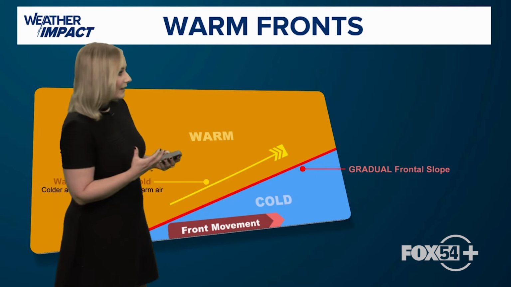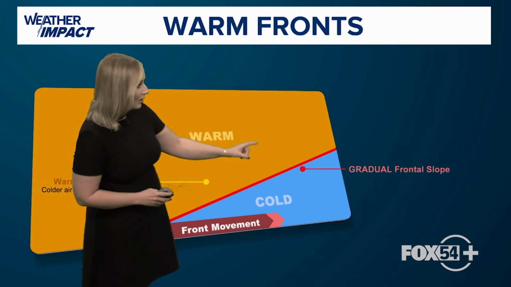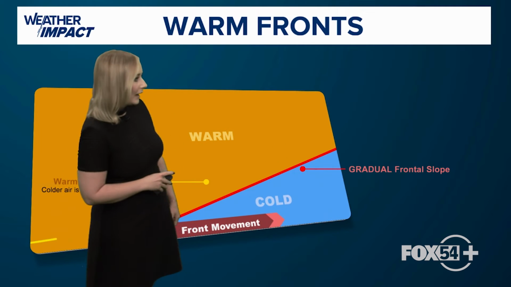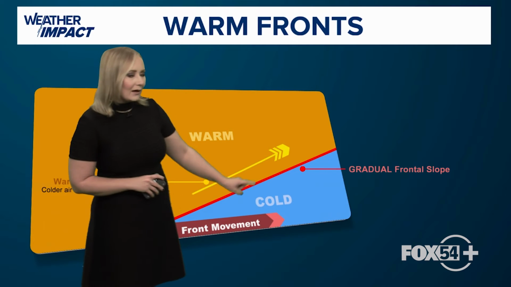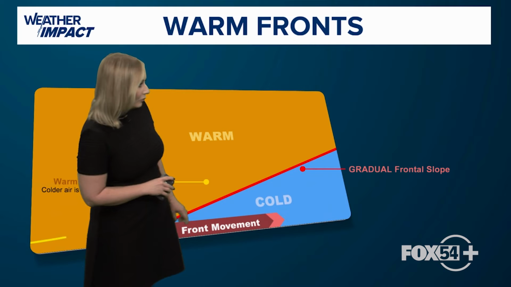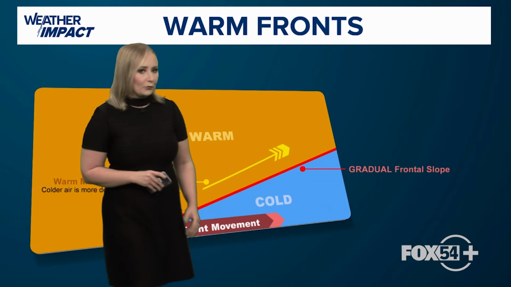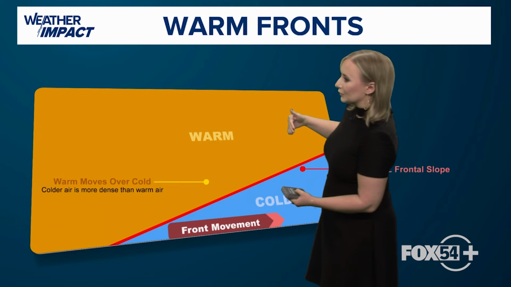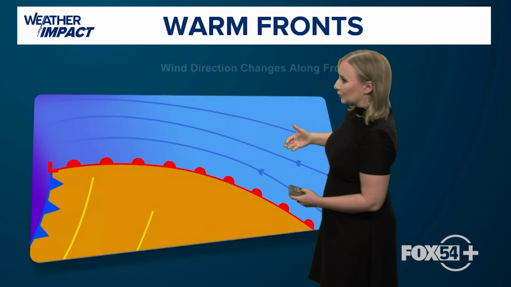Warm fronts are usually when we have the warmer air clashing with the colder air. So basically it's kind of reverse from the cold front, but we still see impactful weather with it. We don't have a steep slope. We have a gradual frontal slope that's associated with the warm front that's going to move through. This is where you're going to see the colder air, which is more dense, under the warmer air. So that's the difference between the two.